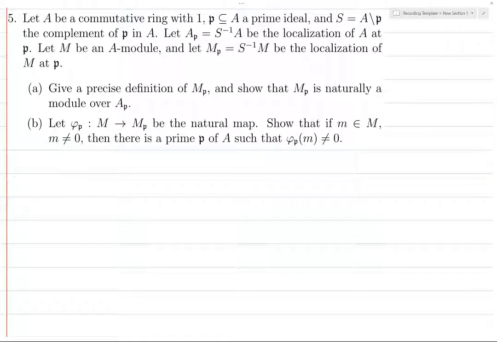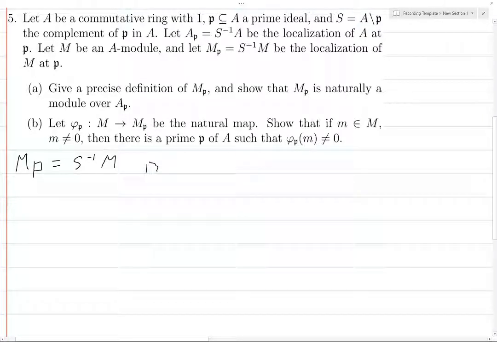Alright, so this isn't too bad of a problem. It starts out with part A, and this is just, do you remember the definitions? Let's see here. So, remember M_P is S inverse M, where S is equal to A set minus P, so that's already there.